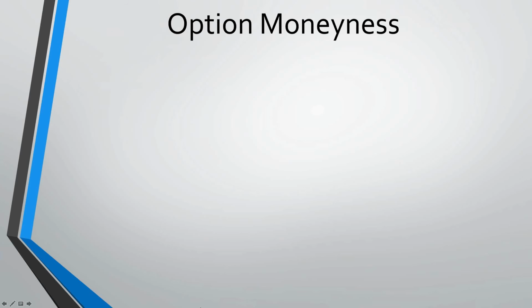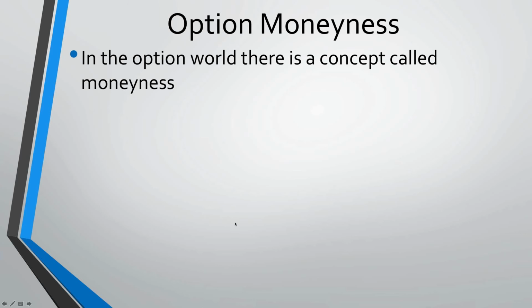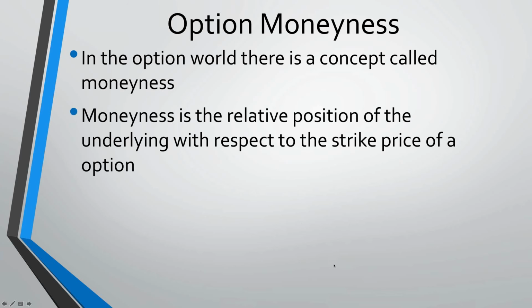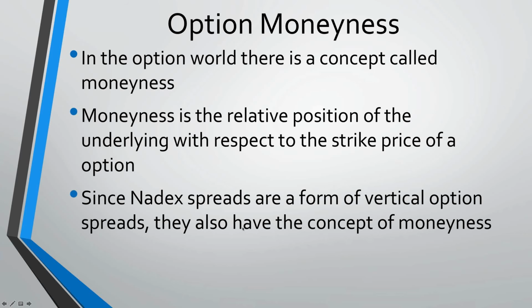So the main point of webinar number 3 is explaining and understanding the concept of option moneyness. Okay, that's the big point we want to make. In the option world, there is a concept called moneyness. And moneyness is the relative position of the underlying with respect to the strike price of the option. That sounds a lot more complicated than it is. All right, so let me read that one more time. Moneyness is the relative position of the underlying with respect to the strike price of the option.